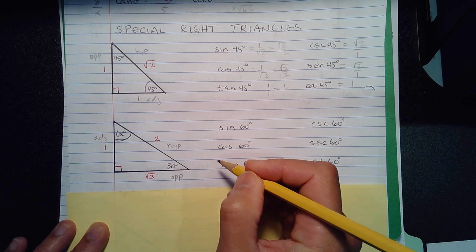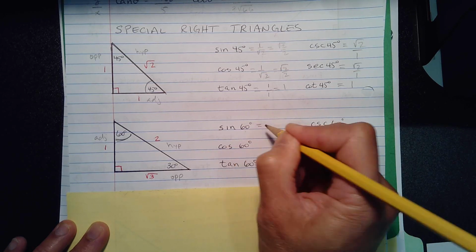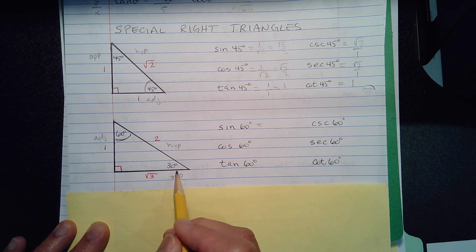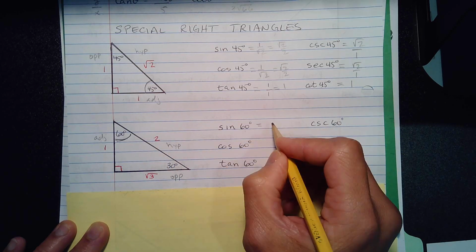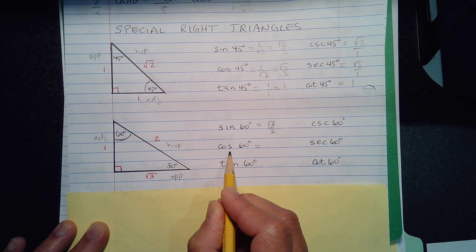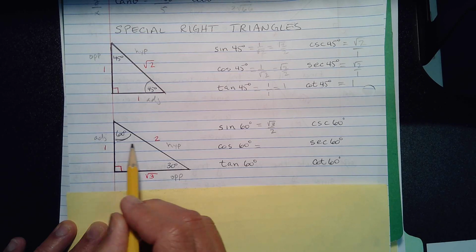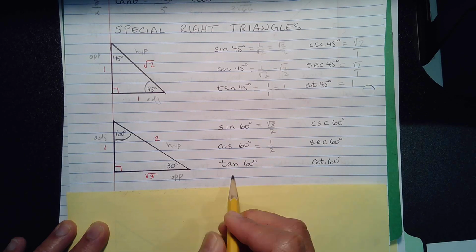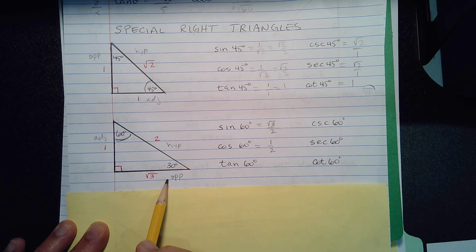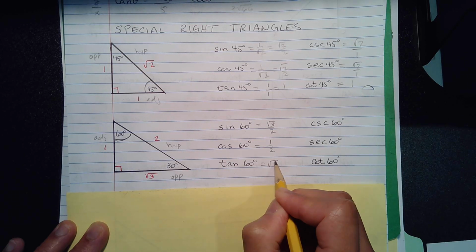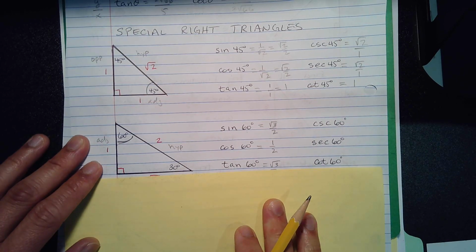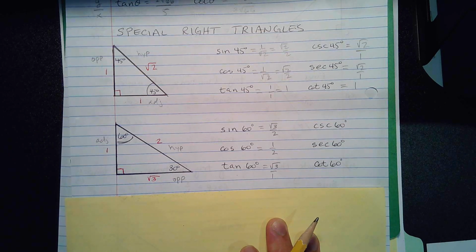So now sine 60, well, sine 60 is, right, opposite over hypotenuse, radical 3 over 2. Cosine is CAH, adjacent over hypotenuse, 1 over 2. And tangent, TOA, opposite over adjacent, radical 3 over 1. It's not necessary to write 1, okay, because it's still the same thing as radical 3.